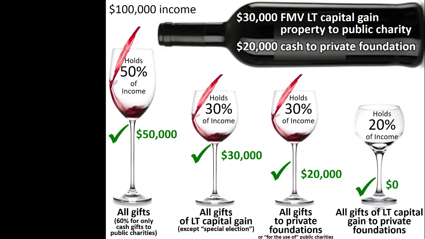This third glass holds all gifts to private foundations, which in this case amount to $20,000. The $20,000 of gifts to private foundations can easily fit into the $30,000 glass size, and so, once again, there is no overflow. The final glass relates to gifts of long-term capital gain to private foundations, and no such gifts were made during the year. So, again, there is no spillage.